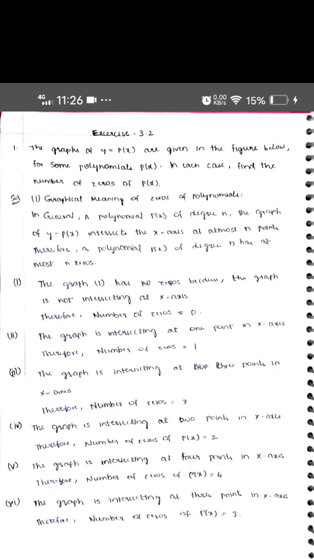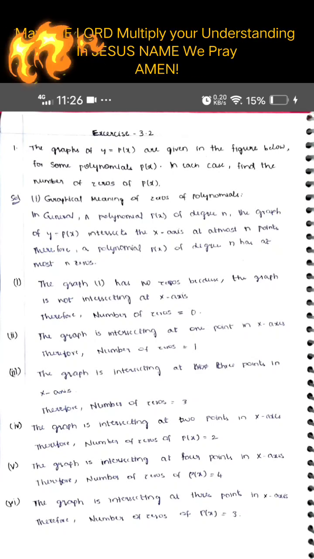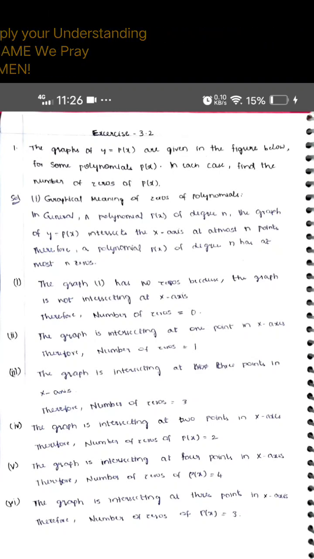If we want to understand what the zeros of a polynomial are graphically, first we'll understand the definition. In general, for a polynomial p of x of degree n, the graph of y equals p of x intersects the x-axis at most n points. Therefore, a polynomial p of x of degree n has at most n zeros. For example, we'll see from the textbook.